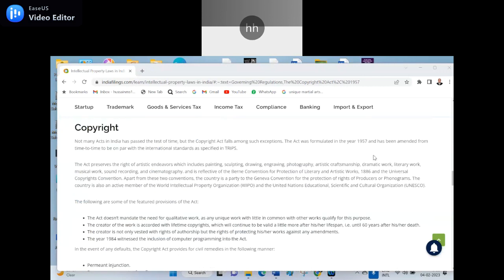When you come to the copyrights, how much is the copyright period? Anyone? 10 years. Sir, 20 years. Copyright. Let us see whether any amendment is made or not. Not many acts India has passed have stood the test of time, but the Copyright Act falls among such exceptions. The act was formulated in 1957, has been amended from time to time on par with the international standards specified in the TRIPS agreement, including the WTO.